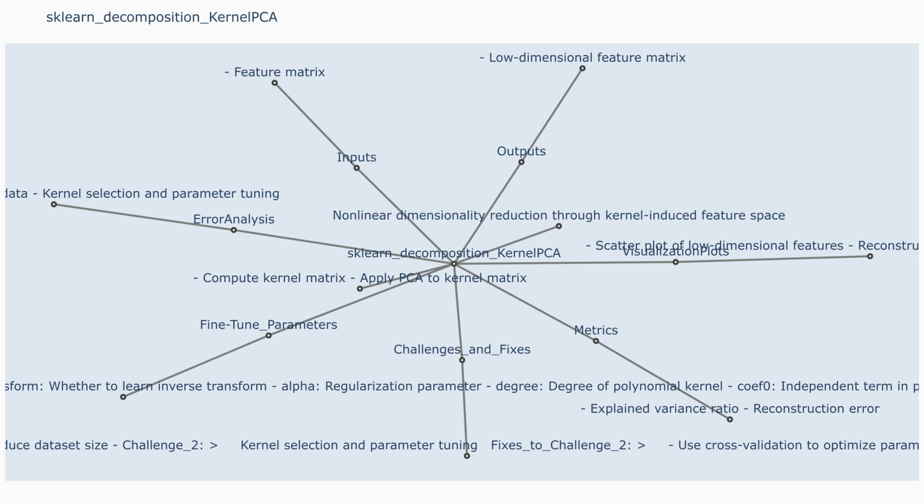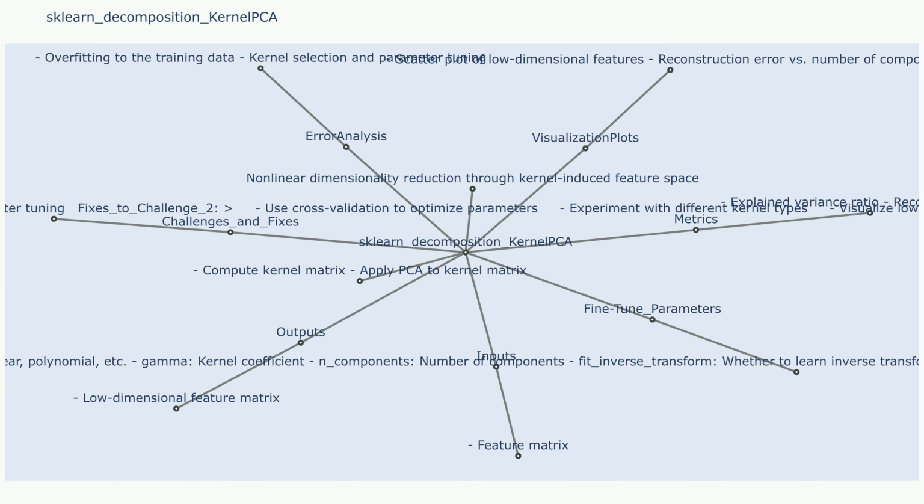sklearn.decomposition.KernelPCA. Description: KernelPCA is a nonlinear dimensionality reduction technique that uses kernel functions to project data into a higher dimensional space, where linear methods can be applied to find principal components. It allows for capturing nonlinear relationships in the data and finding meaningful lower dimensional representations.